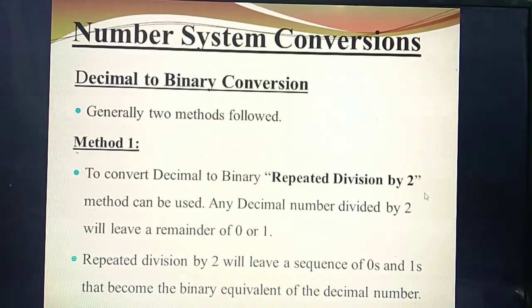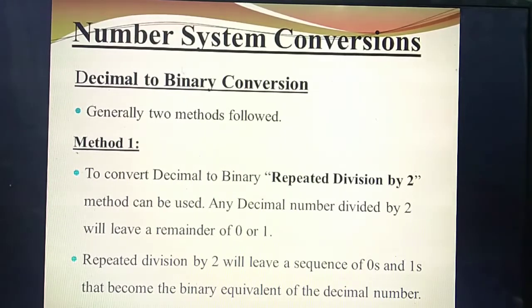So what's the first method? Repeated division by 2. What's the meaning of repeated division by 2? A particular number will be given in the question. That question is a decimal to binary conversion, so what number will they give? A decimal number. You are going to convert the given decimal number into a binary number. The given number is a decimal, but you are going to convert it to binary.